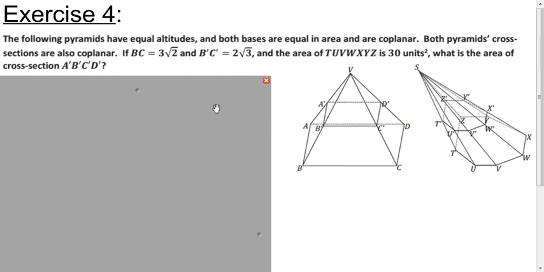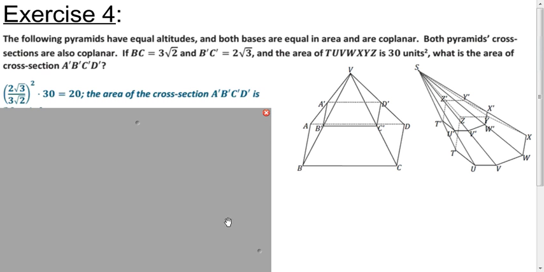So let's apply that. They give us here that BC is 3 times the square root of 2, B prime C prime is 2 times the square root of 3, and the area of this base over here is 30 square units. So what is the area of this cross section? Well, by the theorem we just looked at, it has to be the same as this cross section over here, and we can figure it out by using the scale factor squared, because that's the same as the ratio of the areas. So the ratio is B prime C prime divided by BC. We're going to square that and multiply it by 30. And if you do that, you end up with 20.